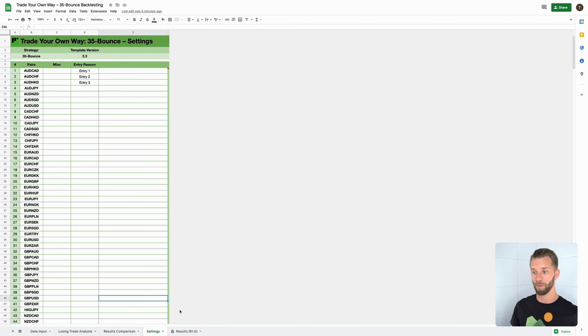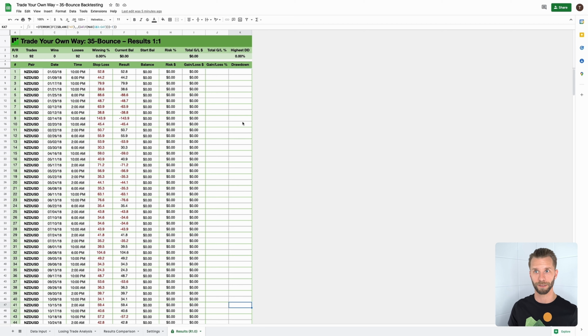Settings, which we've looked at before, and then we have one of our actual results sheets. This is called results 1.0 or R 1.0 because our ratio is 1.0 for this. So we can see we have our stop loss listed here and we have our result of the trade. So this would have been a winning trade, winning trade, winning trade, winning trade, and then losing trade, which are marked in red on results.